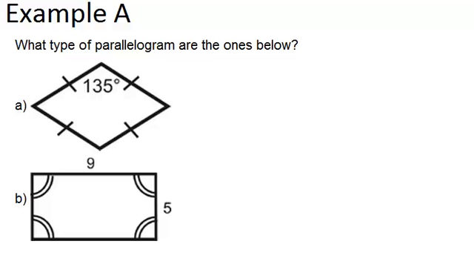In this video, we will look at a few examples that will allow us to practice classifying special types of parallelograms. In example A, it says what type of parallelogram are the ones below? And we have two different parallelograms. So in the first one, I noticed that all four sides are marked as being congruent. So that means that this parallelogram might actually be a rhombus or perhaps a square.